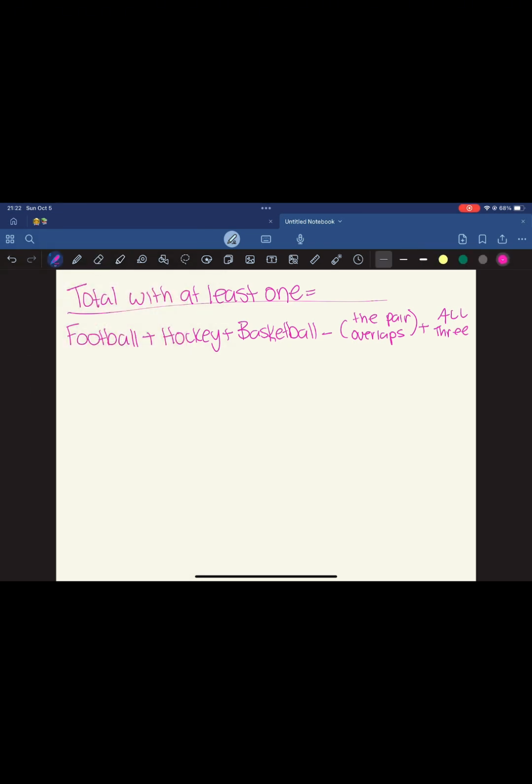So we need to start with all three groups. So what is that total there? So we have our formula here. Total with at least one, we have football plus hockey plus basketball minus the pairs that overlap plus all three. So what are we going to do? We have to remember all of our numbers. So we are going to do our total 475 equals 245 plus 265 plus 310 minus, in parentheses, 135 plus 145 plus 140 plus x. And we just got that by using our percentages and from our total.